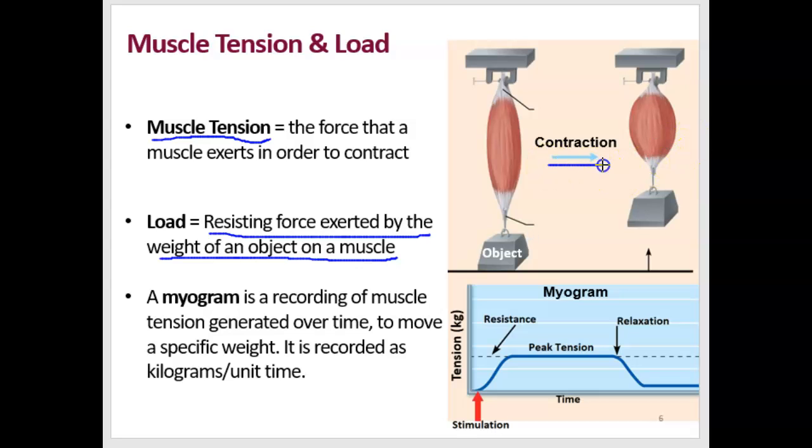So when the muscle contracts, you already know that it shortens. And the muscle tension, in order for this muscle to shorten, has to accumulate over time. If you look at the graph at the bottom, after stimulation, tension builds, takes some time, reaches peak tension, and then the muscle relaxes. This picture of the graph is called a myogram, and it's a recording or a tracing of muscle tension generated over time to move a specific weight. This is done in a laboratory, so they apply a certain object at the end of a muscle, measuring it in kilograms, and then look at how long it takes the muscle to reach peak tension.